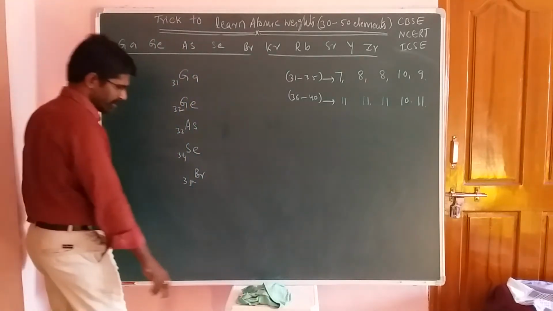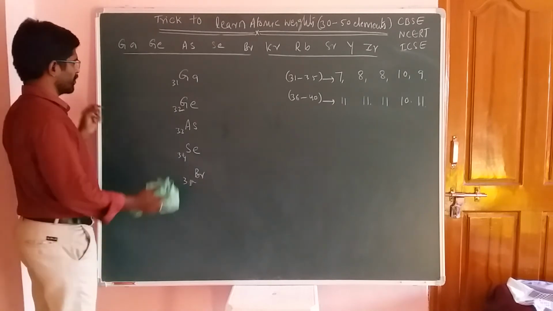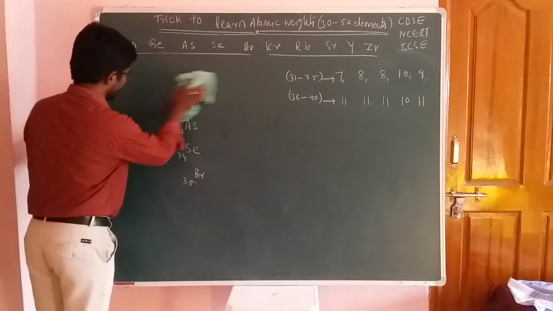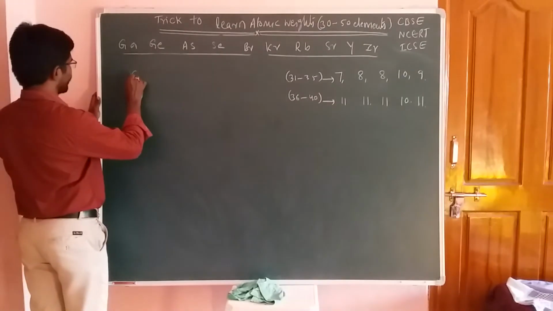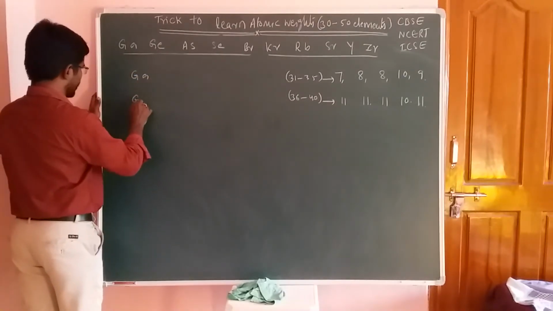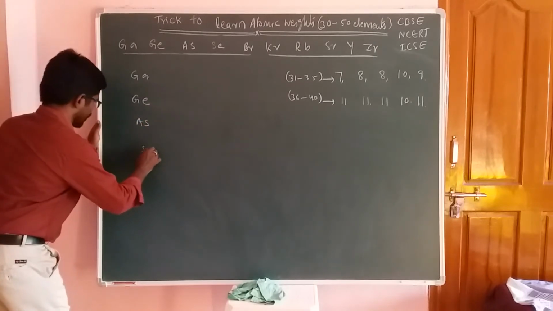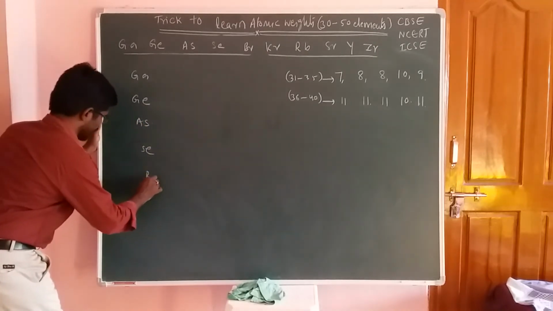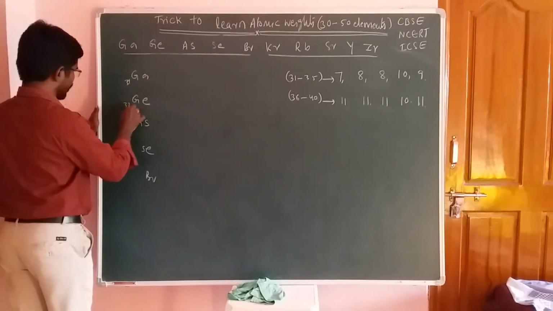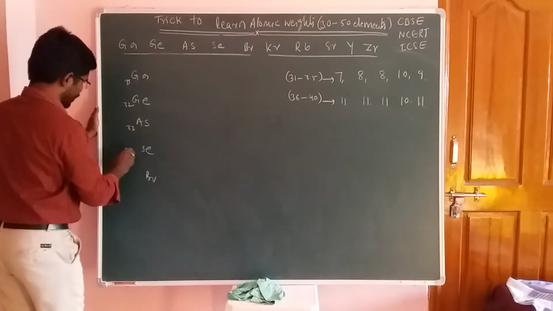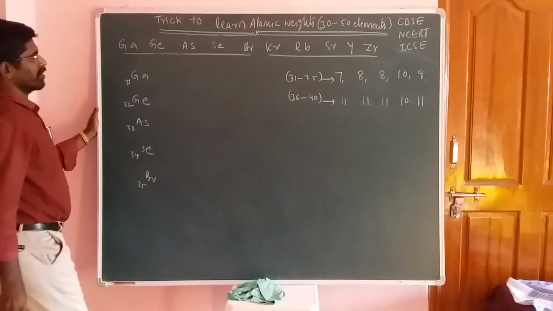Okay. Once again I will write here, for our convenience. Gallium, germanium, arsenic, selenium, and next one is bromine. Okay friends, atomic number 31, atomic number 32, atomic number 33, atomic number 34, and atomic number 35.